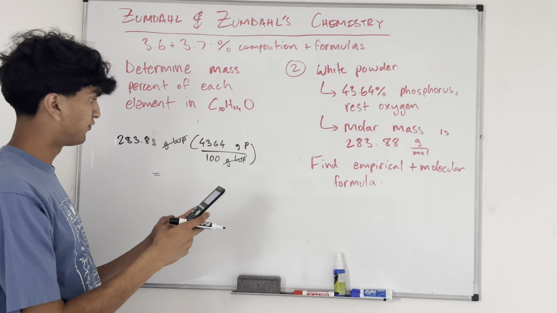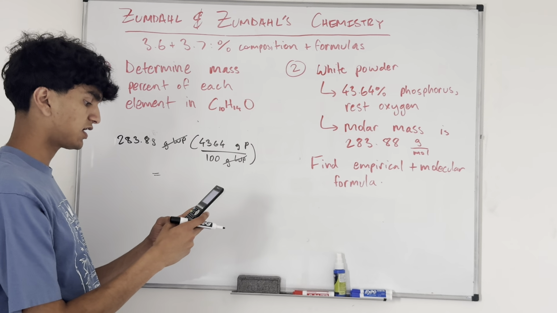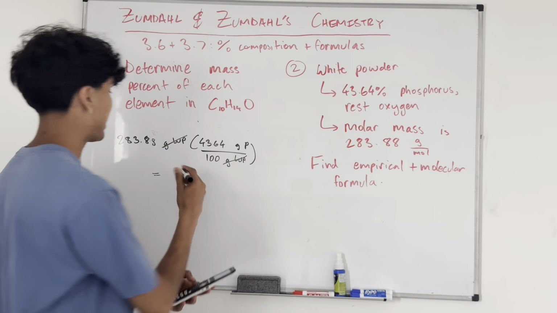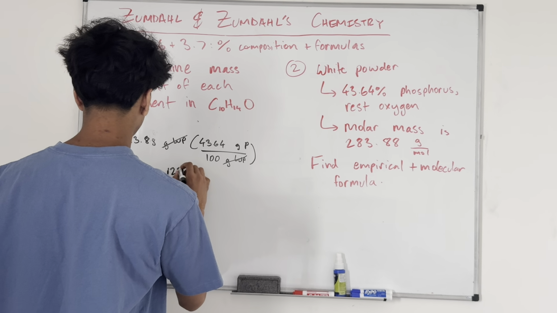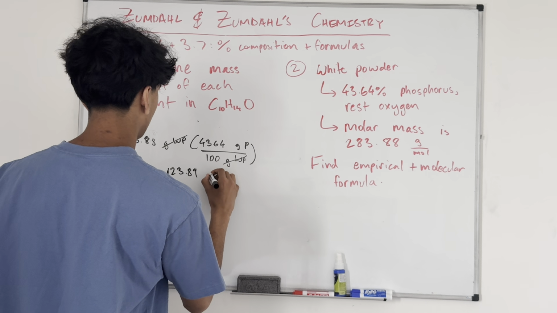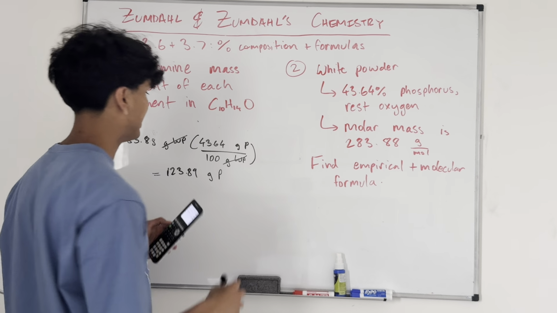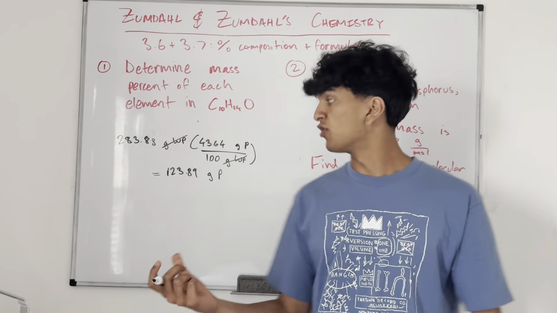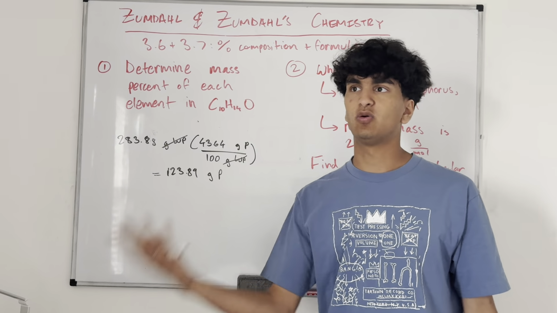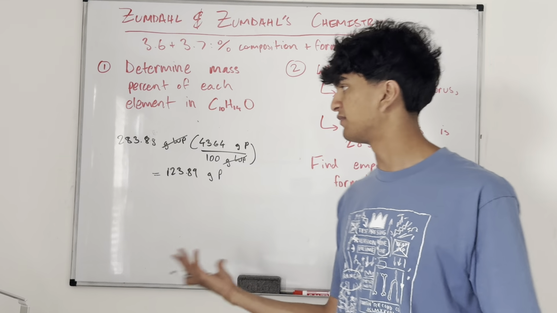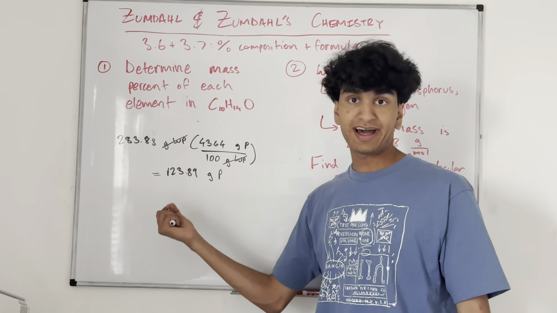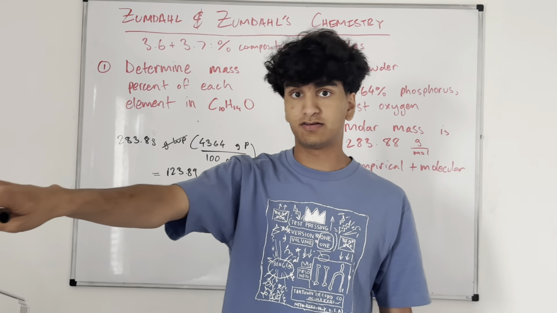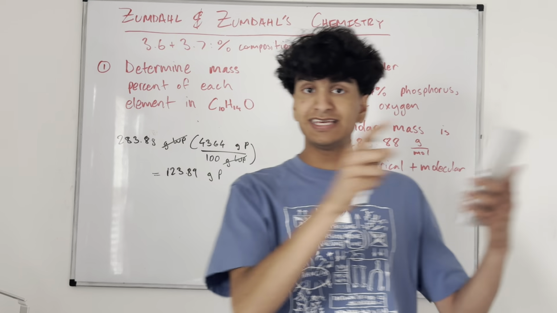So 0.4364 times 283.88. So now I have 123.89 grams of phosphorus. Now, what I want to figure out is moles, right? I have the weight of, or I shouldn't say weight, the physics in me doesn't like that, but I'll say mass. I have the mass of the amount of eggs in my cookie. I don't care about the mass of the eggs. I want to know how many eggs.